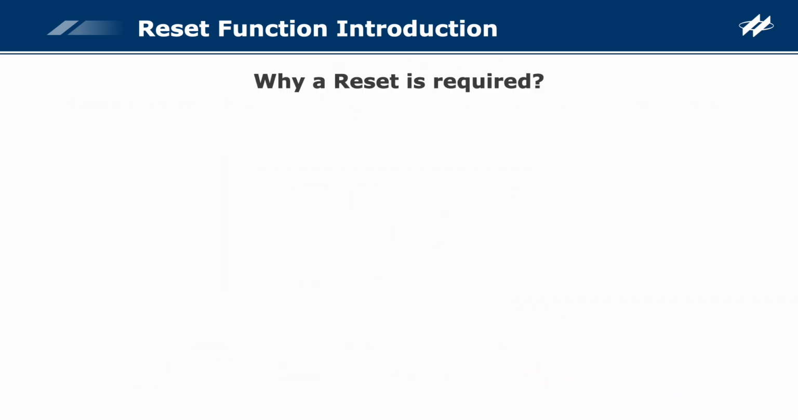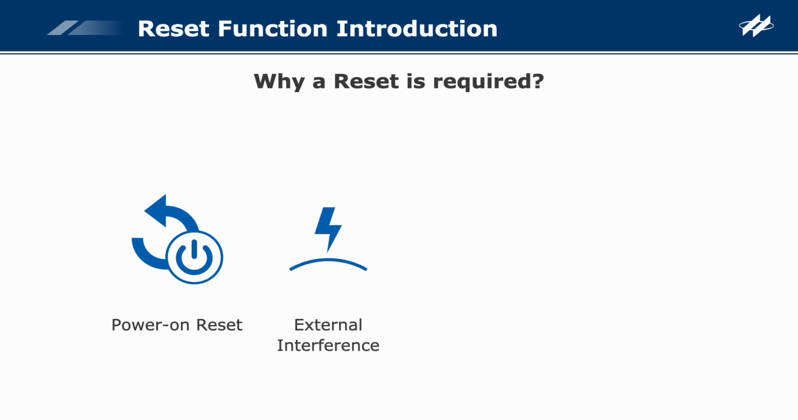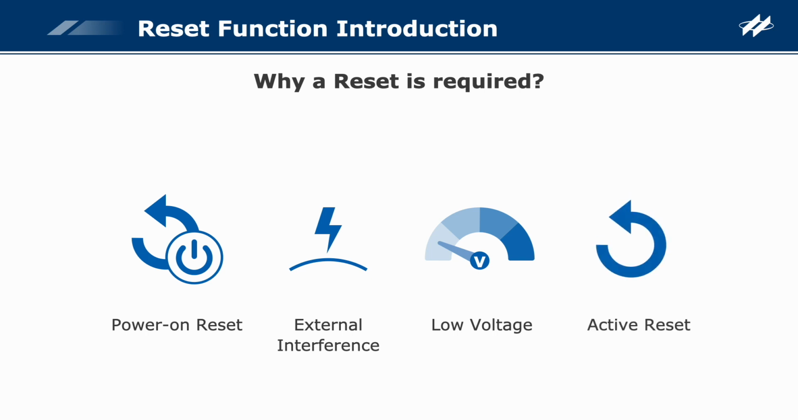When a reset is required, there are several common situations. Power on reset. After power is first applied to the MCU, it will be automatically reset. External interference. The MCU needs to be reset when it cannot operate properly due to external interference, such as electromagnetic, power, static, and other interference. Low voltage. When the operating voltage is too low to affect the MCU normal operation, the MCU needs to be reset. Active reset. The reset can be triggered at a specific time according to user solution requirements.